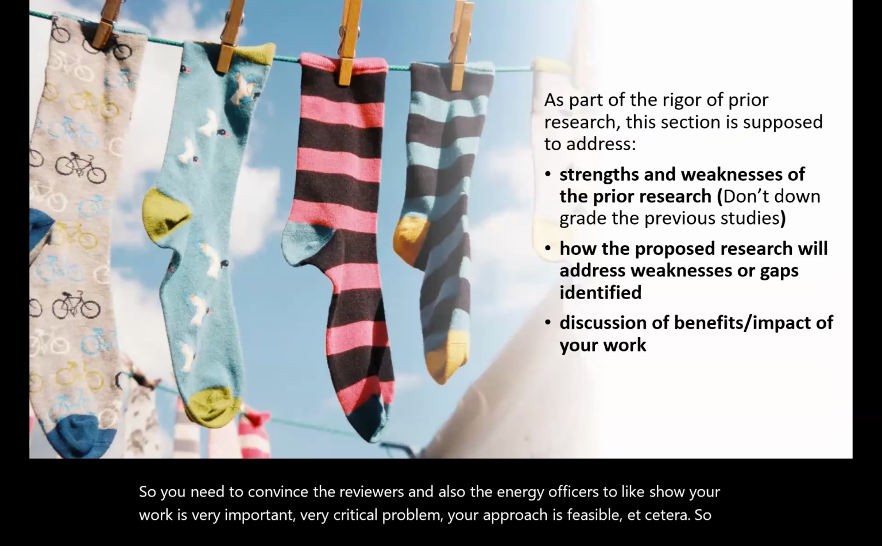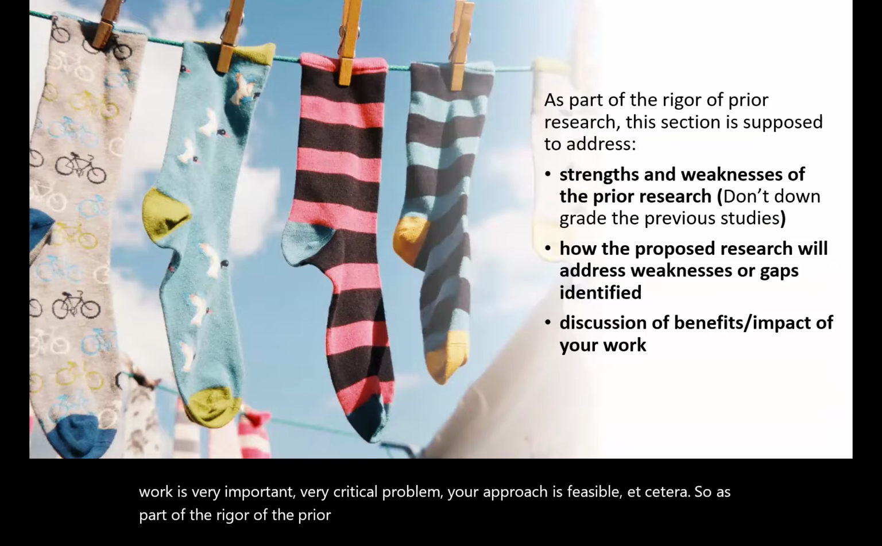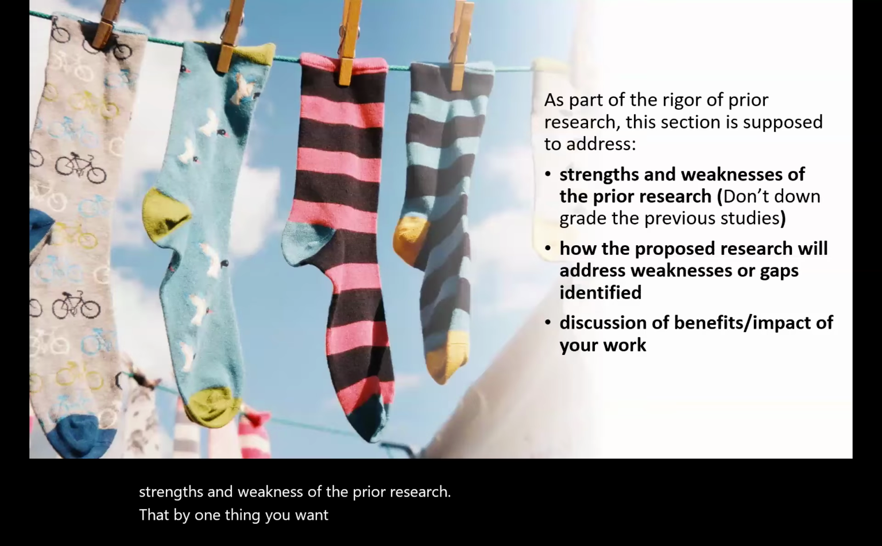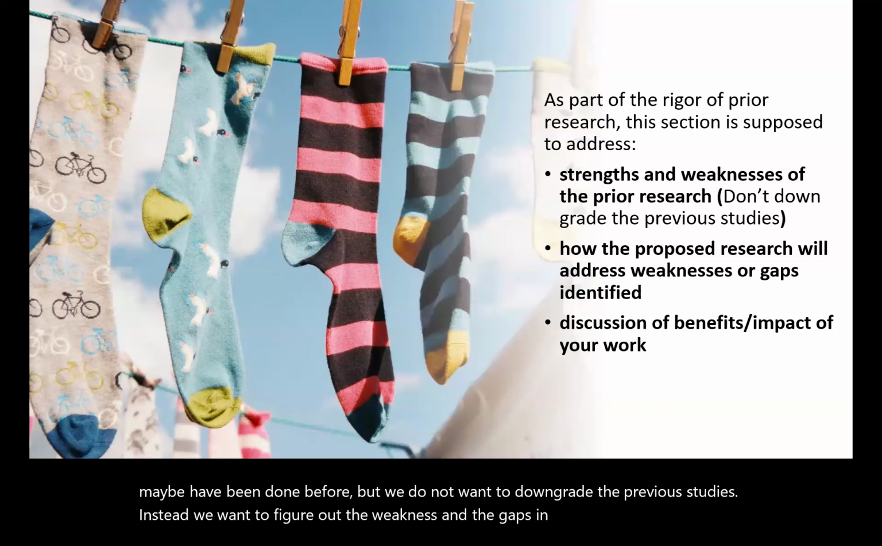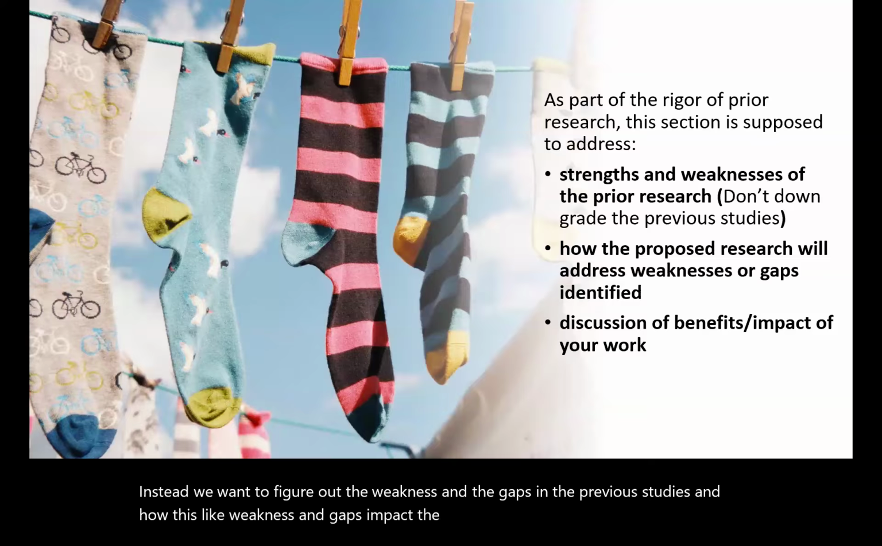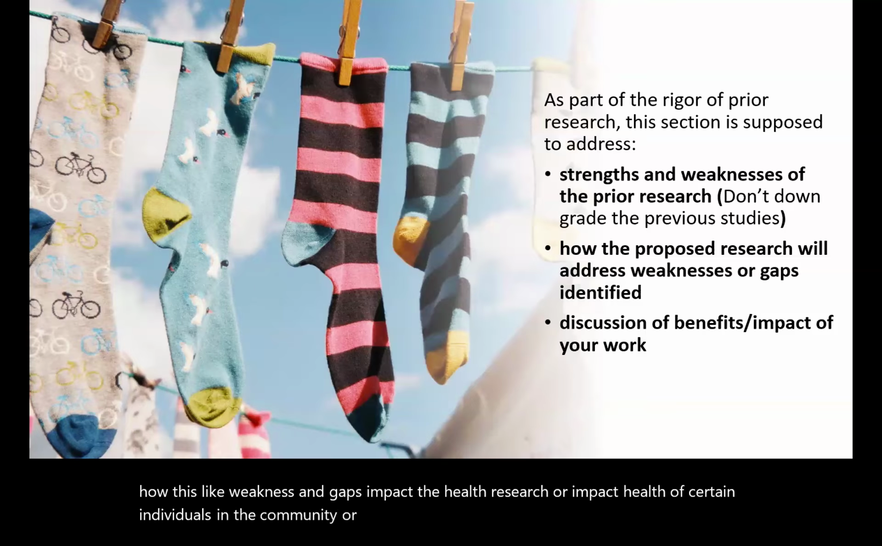As part of the rigor of the prior research, this section is supposed to first address the strengths and weaknesses of the prior research. But one thing you want to remember is that we do not want to downgrade the previous studies. There are many studies that have been done before, but we do not want to downgrade them. Instead, we want to figure out the weaknesses and the gaps in the previous studies and how these weaknesses and gaps impact health research or the health of certain individuals in the community or in different populations.